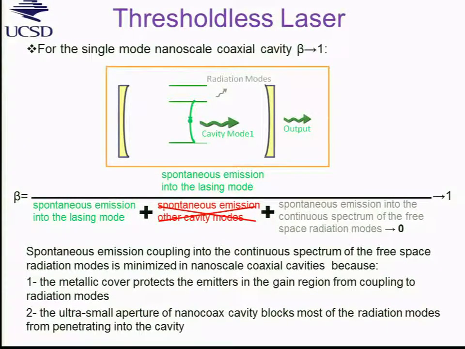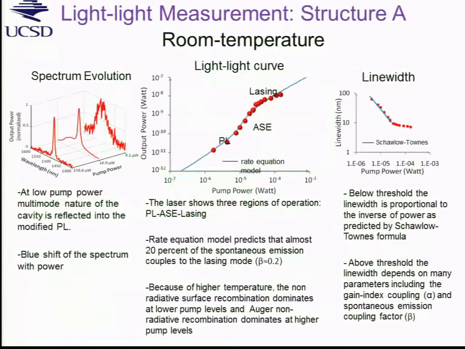If you look at the beta, defined by spontaneous emission into the lasing mode over the emission into this same lasing mode plus other cavity modes plus emission into the free space continuum of modes. Now, in our lasers, the interface between the resonator and the free space continuum is deeply, deeply subwavelength. So this term can be asymptotically assumed zero. By getting rid of these other cavity modes, you end up with beta equal 1. And that's very exciting and interesting.